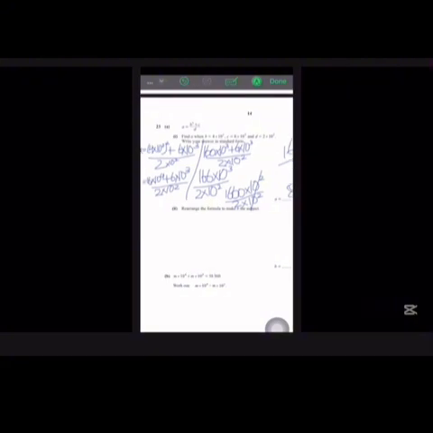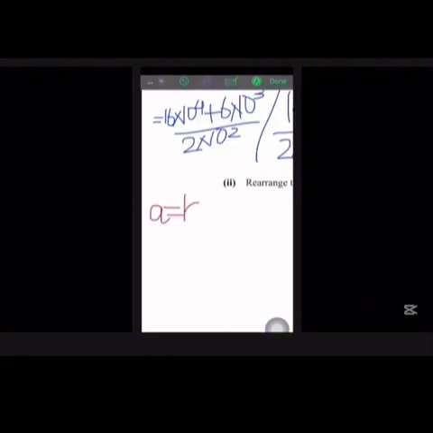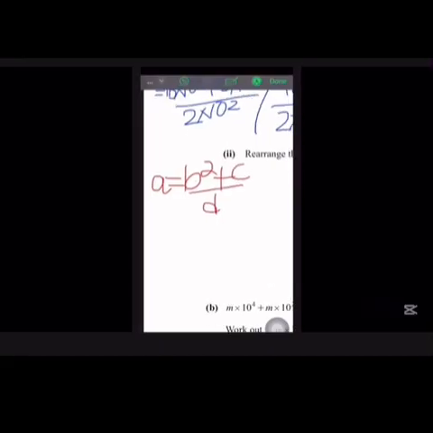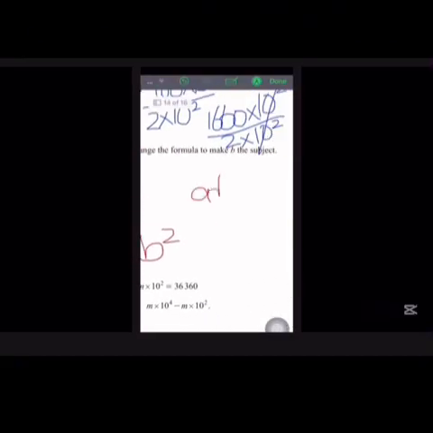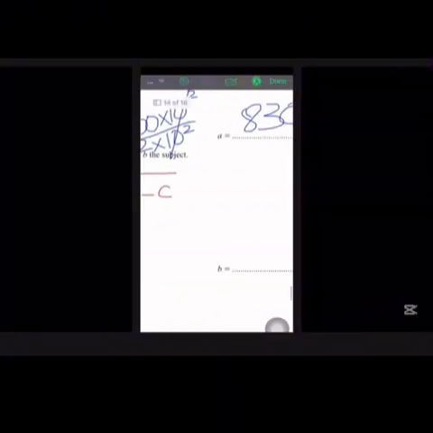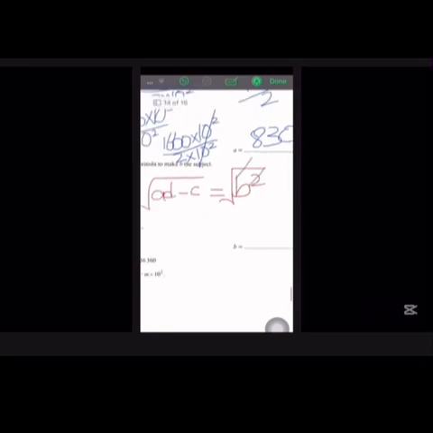Let's just rearrange to make the subject b in a equals b square plus c over d. We have to make the subject b. So a will be multiplied by d. It will be b square plus c. So ad minus c will come here and it will be equals to b square. Now we have ad minus c square root and then we have b square, which is going to be cancelled, and then the answer will be plus minus square root of ad minus c is equals to b.